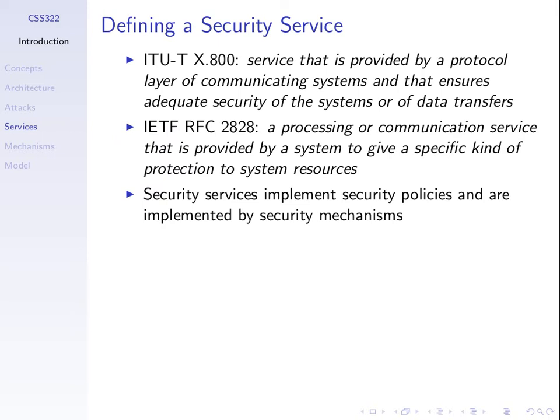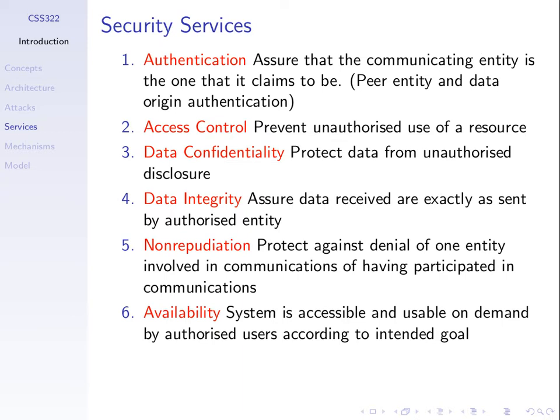What is a service? Well, maybe the second definition here is a bit easier to follow. Some processing or communication service that is provided by a system to give a specific kind of protection to system resources. Some service to protect the system. People have different views of what security services are. In this course, and coming from the textbook, we'll define six types of security services listed here.